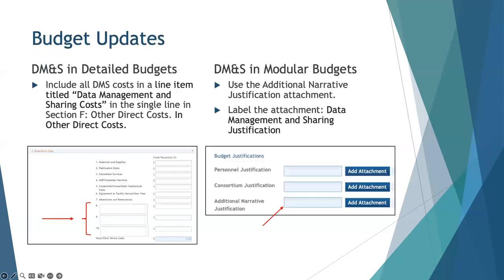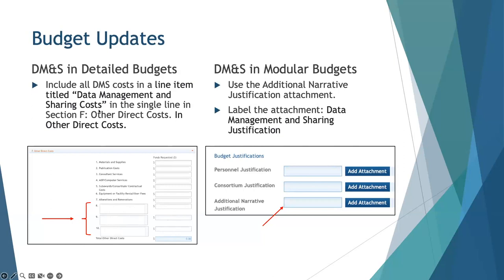So the biggest development since January has been clarification on how to address DMS in the budgets. So as you all probably know, NIH has modular budgets and detailed budgets. If you're doing a detailed budget, they want the DMS costs, all of the DMS costs in one line item. They want it in one of these three boxes, and it has to say data management and sharing costs in the line, and then you put your total next to it.